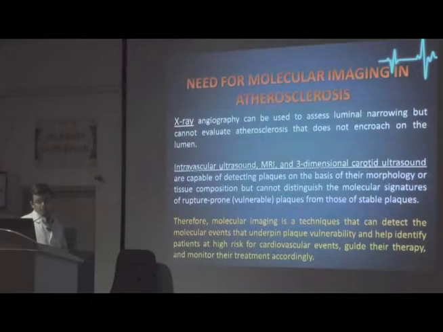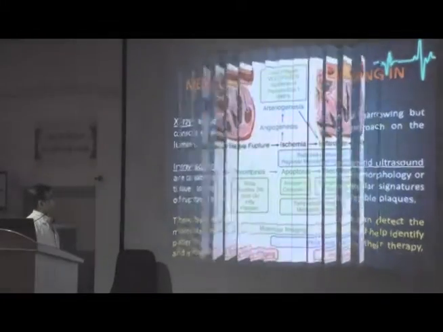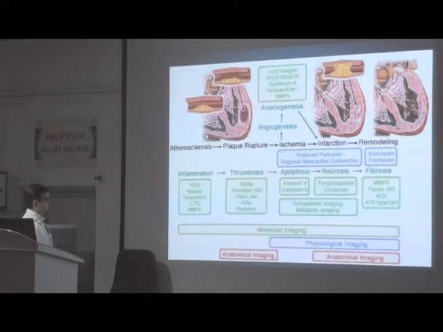Because X-ray angiography can be used to assess luminal narrowing but cannot evaluate atherosclerosis that does not encroach on the lumen. Intravascular ultrasound, MRI and three-dimensional carotid ultrasound are capable of detecting plaque on the basis of its morphology or tissue composition, but cannot distinguish the molecular signature of ruptured plaque from that of stable plaque. Therefore, molecular imaging is a technique that can detect the molecular events that underpin plaque vulnerability and help identify patients at high risk of cardiovascular events, guide their therapy, and monitor their treatment accordingly. This image summarizes how important molecular imaging is.